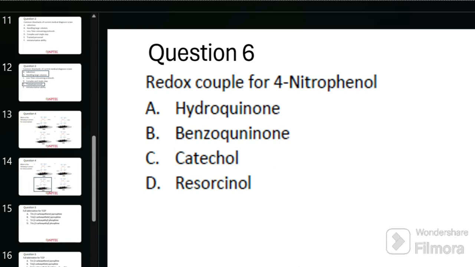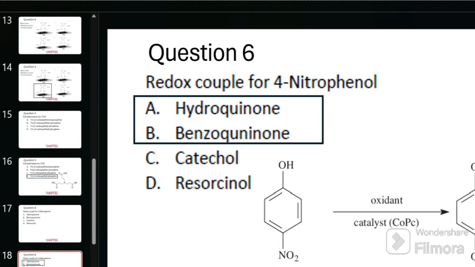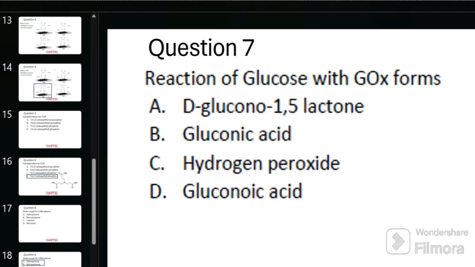Then the question 6 is what is the redox couple for 4-nitrophenol? So basically the redox couple is the reaction on the oxidation of 4-nitrophenol. We get hydroquinone as well as benzoquinone. So these are the redox couples.